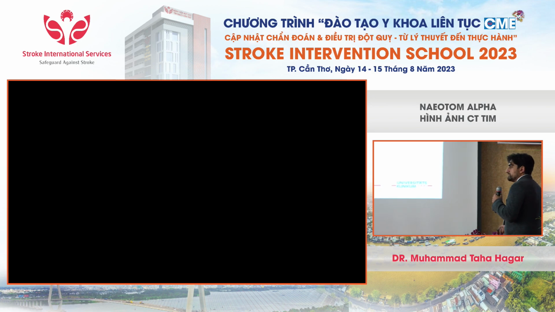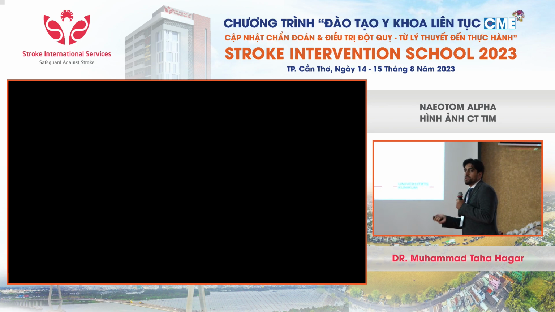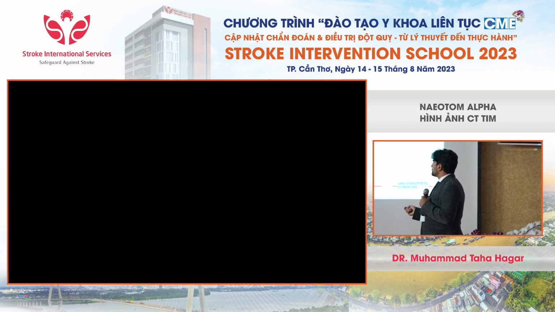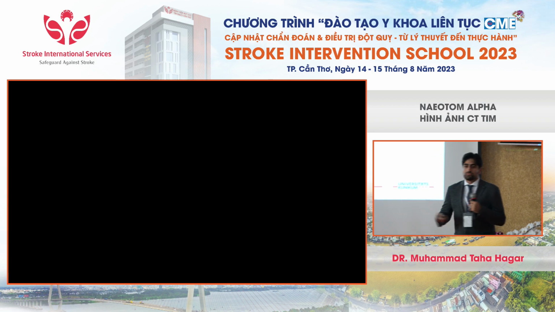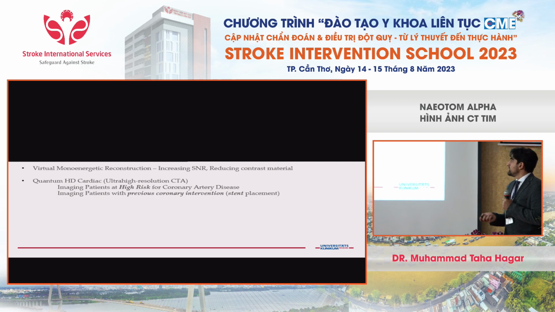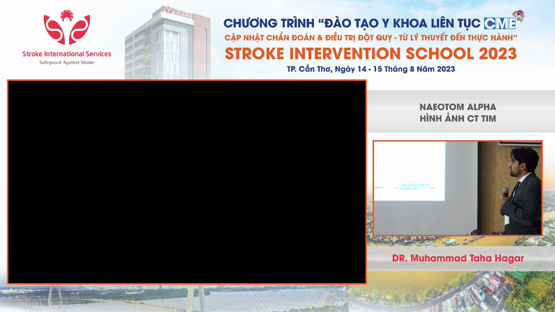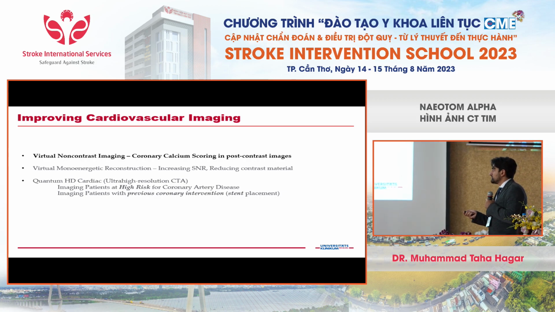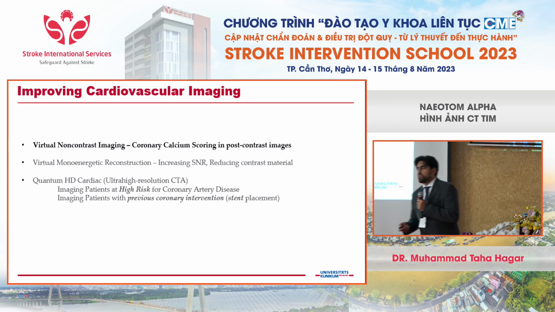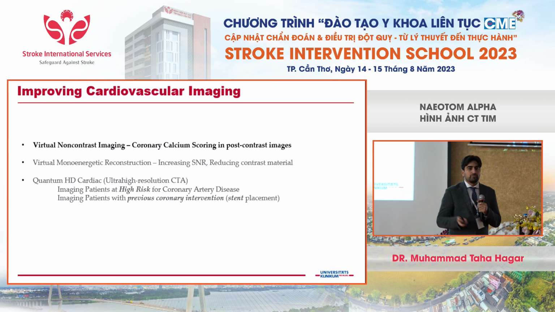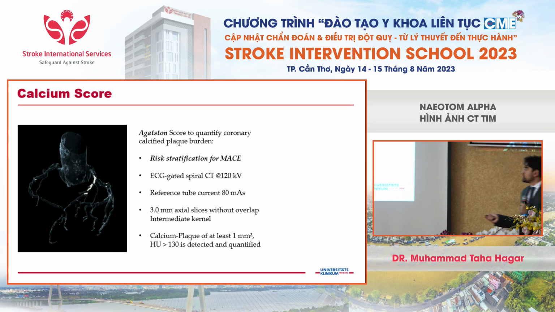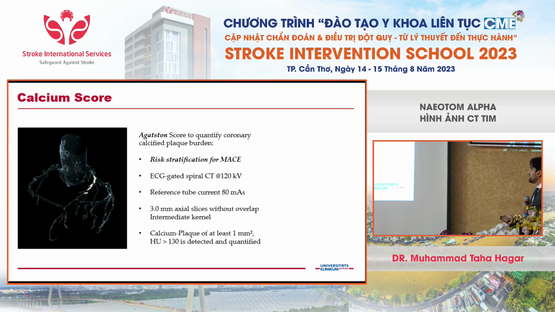For cardiovascular imaging and the improvements it provides, there are three main areas I want to present to you. One of them is the ability of virtual non-contrast imaging, or the coronary calcium scoring in post-contrast images. The other one will be about the virtual monoenergetic reconstruction it provides. And lastly, and I think this is the most important improvement, the ability of ultra-high spatial resolution CT angiography, or quantum HD CT.